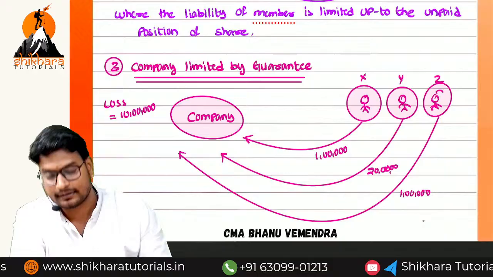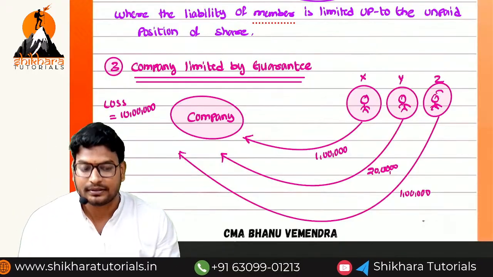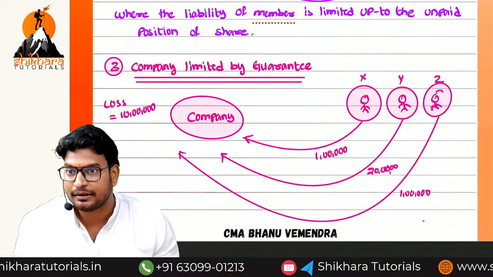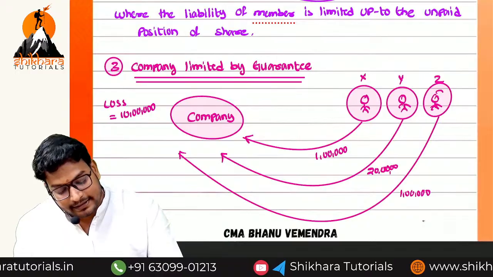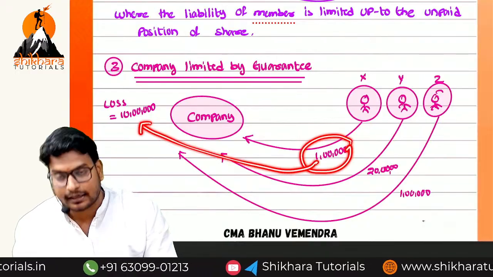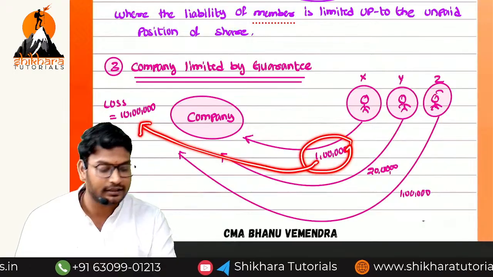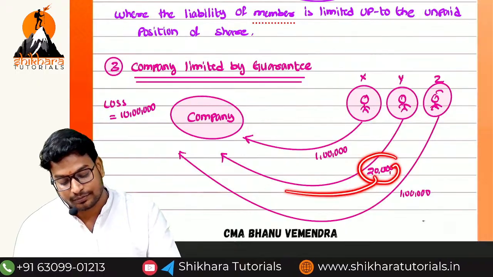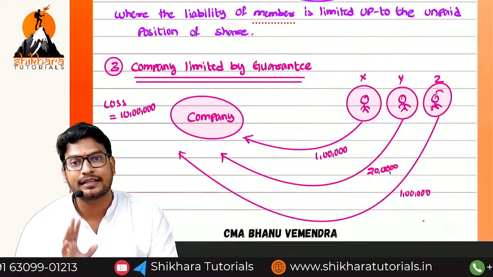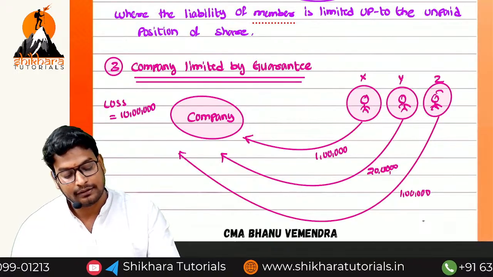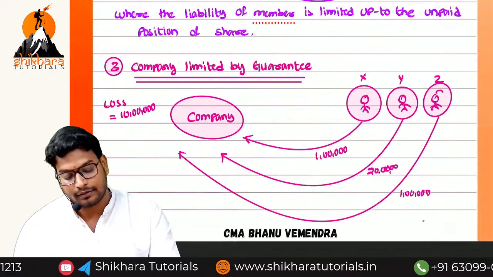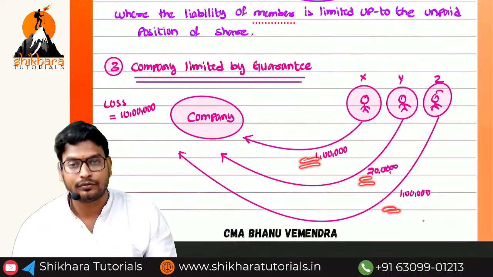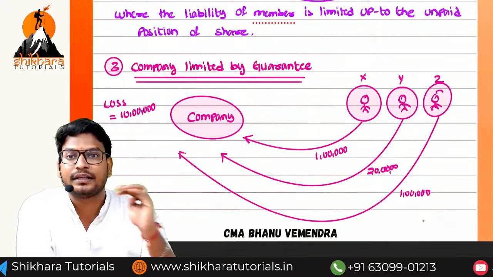In this 10 lakhs, who can compensate? X, Y and Z can compensate, but it is limited by the guarantee. X can contribute only 1 lakh, because that is the guarantee given by X. Y can contribute only 2 lakhs, and Z only 1 lakh. The total liability is 10 lakhs, but only 4 lakhs is covered, and the remaining 6 lakhs should be borne by the company itself.